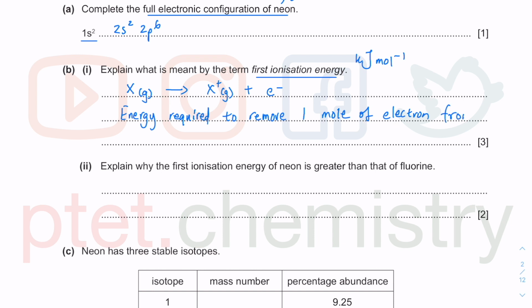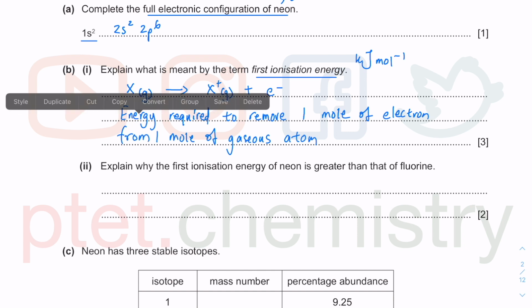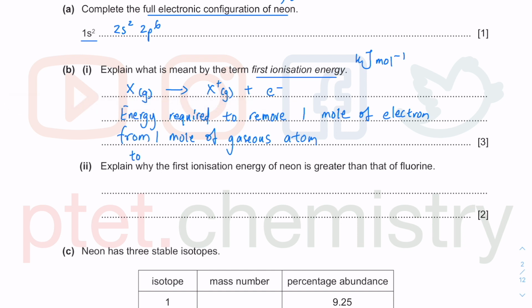And you are removing from what? From 1 mole of gaseous atom. So if you look on the left hand side of the equation, you have 1 mole of gaseous atom and you're removing it from 1 mole of gaseous atom. So this is usually your second point. And what is your third point? What are you forming? To form 1 mole of gaseous ions.